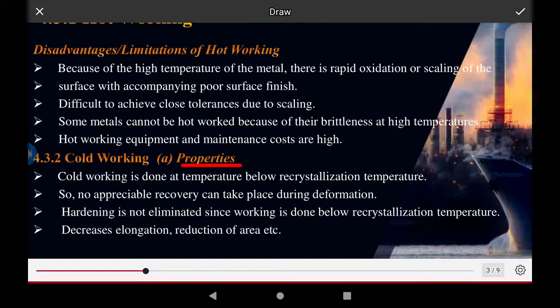Cold working properties. Cold working is done at a temperature below the recrystallization temperature, so no appreciable recovery can take place during the deformation. Hardening is not eliminated since the working is done below the recrystallization temperature. It decreases the elongation and reduction of area.